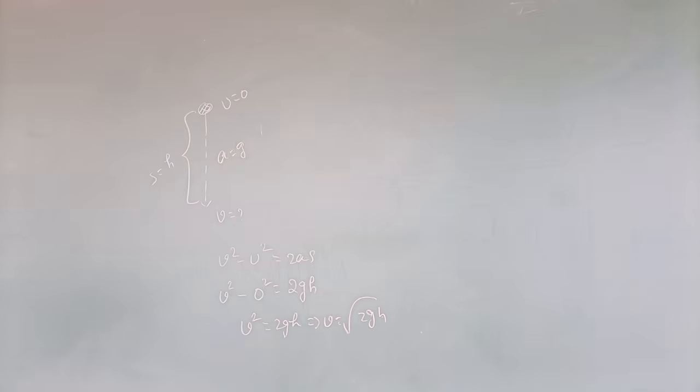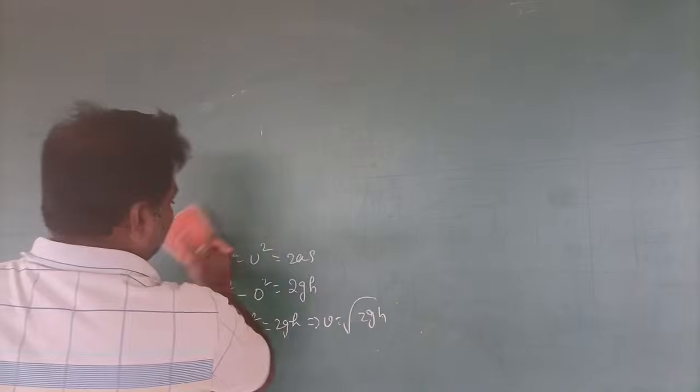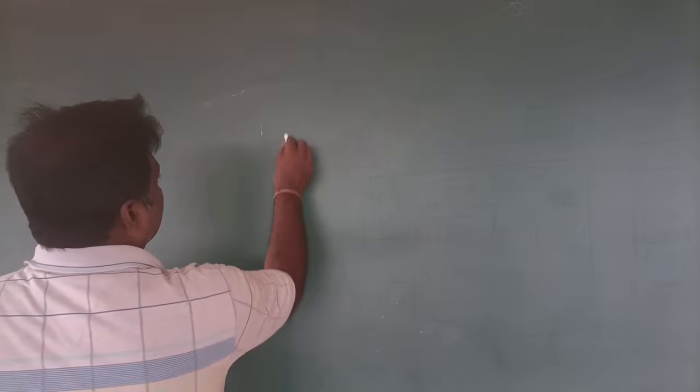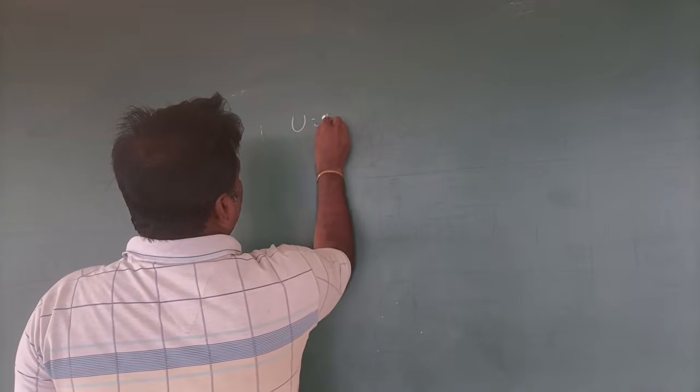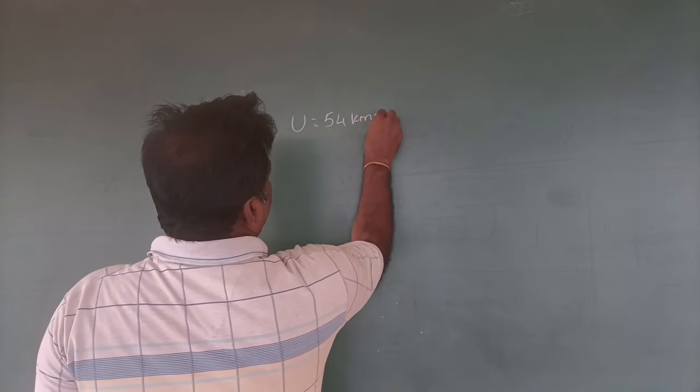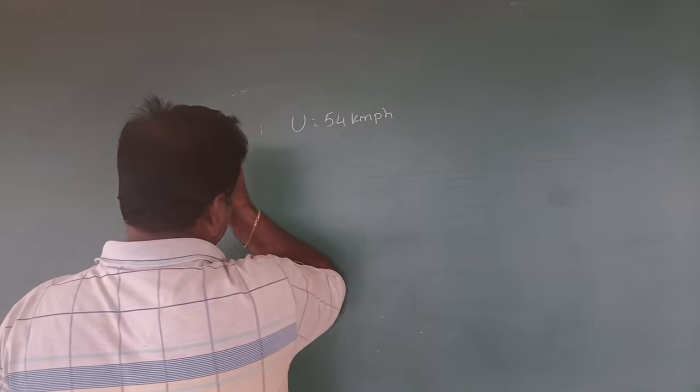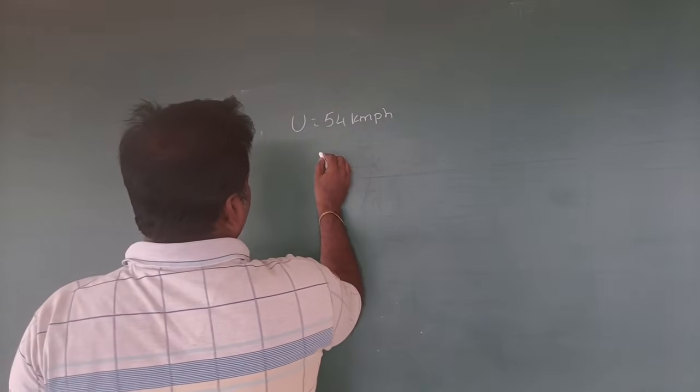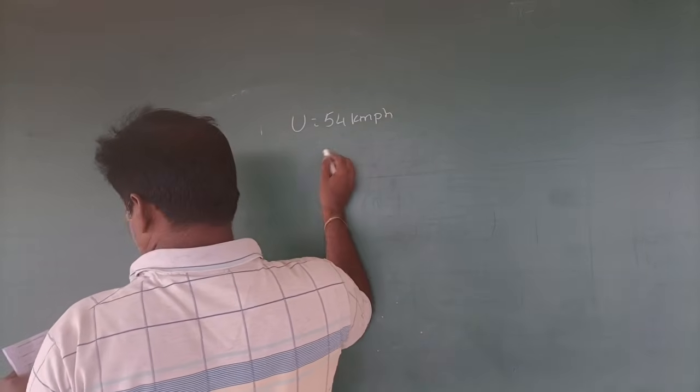So problem number 47. More people are facing problems with this one. Okay, let me complete this. The train is moving with a constant velocity of 54 km per hour. So u is equal to 54 km per hour. First of all, you just go through this. 54 km per hour, keep it as such.